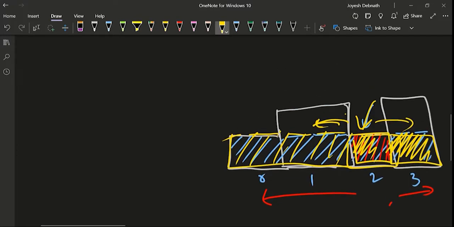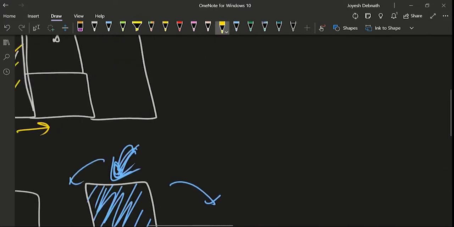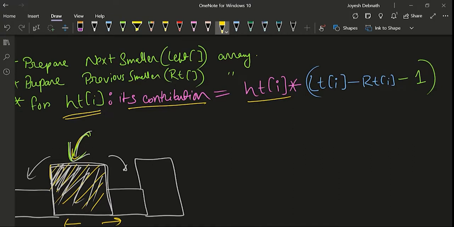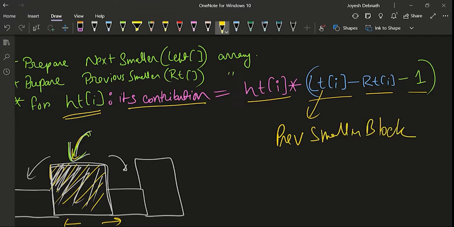So here, if I have to compute this in terms of a formula, then for a particular height of i, the contribution of that height will be equal to height of i into right of i minus left of i minus 1. Now what is this left of i? Left of i is the previous smaller block, and right of i is the next smaller block. So previous smaller block, next smaller block, minus 1.